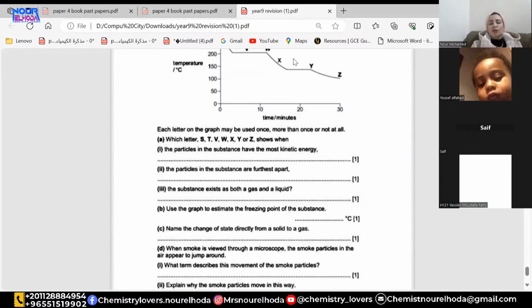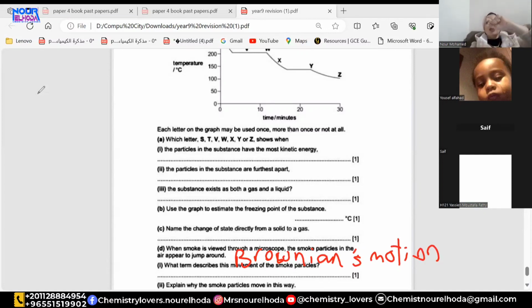What describes the movement of smoke particles? We call it Brownian motion. This is called Brownian motion. Again, it's not common in the past papers, but you can know it. This is the same as, if you remember when I told you, if I open the window and I find the dust particles, the motion of the dust particles moving randomly like this, like a zigzag. This is the Brownian motion.